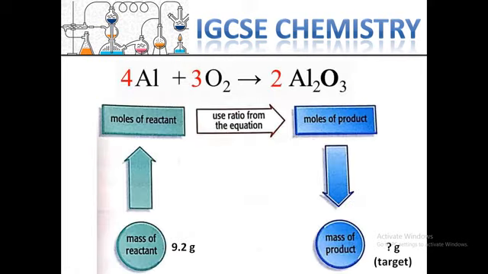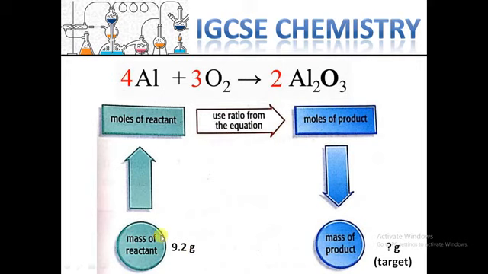And for the answer, first we need to write an equation with the correct balanced moles. Aluminum plus O2, and the product is aluminum oxide, Al2O3. Then we need to balance the moles: 4, 3, 2. This flow chart is very helpful to find your answer.